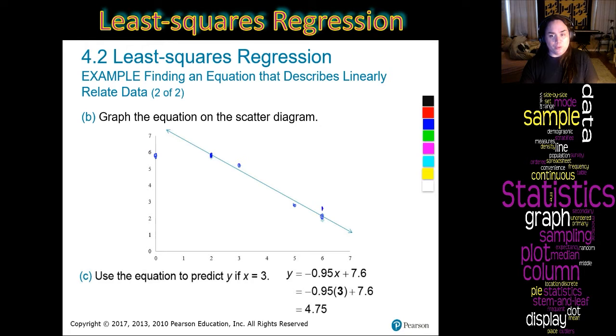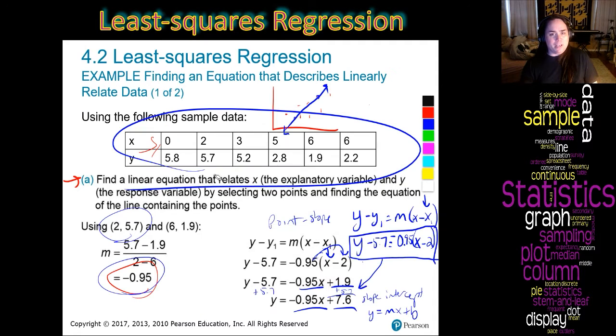There should be another point above there. And that looks pretty good. Now you can predict what y would equal if x equals 3. You just take the equation that you came up with and substitute any x value that you want to predict. So they substituted 3. And then in simplifying that, you get that y would equal about 4.75.